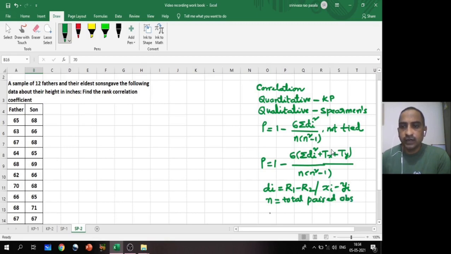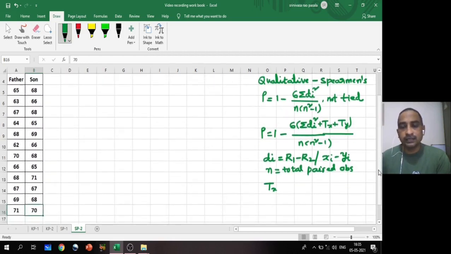Right? So what do you mean by Tx? Tx is nothing but the correction for how many ranks are repeated in the X series. That means the reduction for the repetition of the ranks in the given data. How can we calculate it? Very simple: k into k square minus 1 by 12.